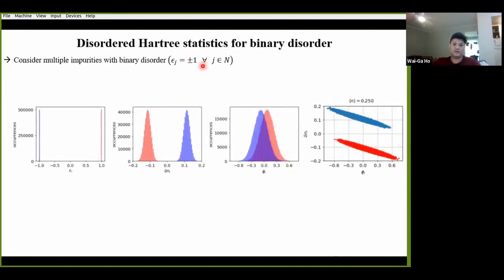And running through a million or so of these disorder configurations, we can collect all the relevant disordered Hartree statistics for the same cubic model, right? So this will include the local charge correction, delta n for site I at the origin, as well as those of the local Madelung fields. And these are all color-coded according to impurity type. So red would be the positive species, and blue would be the negative species.